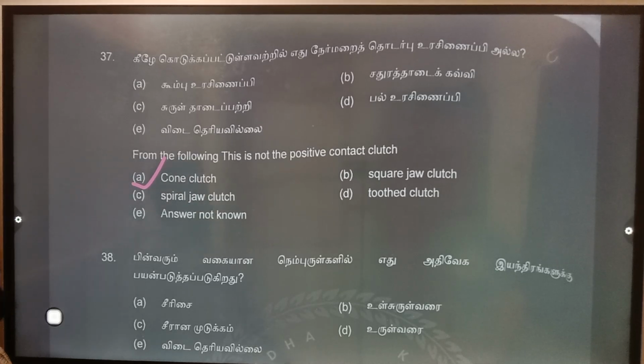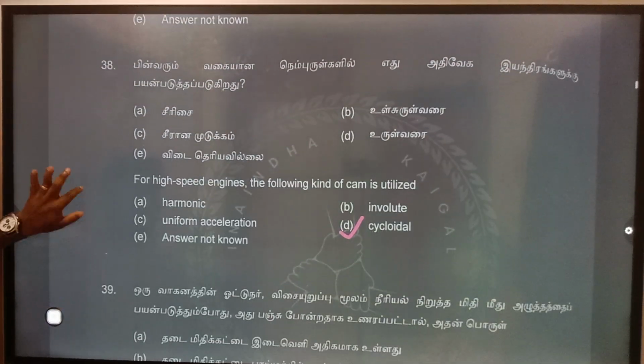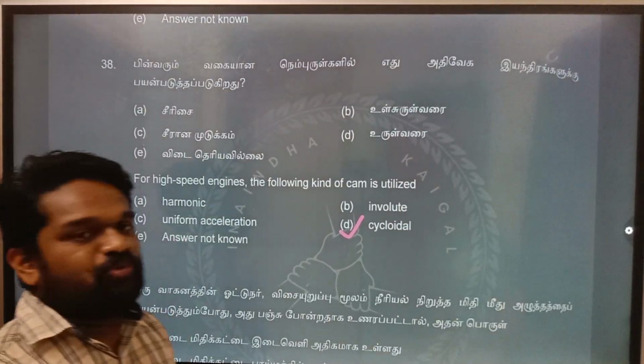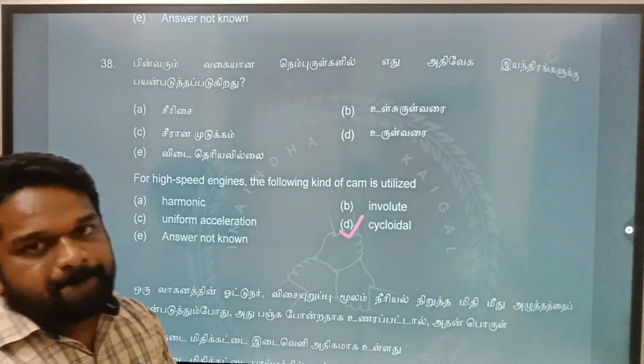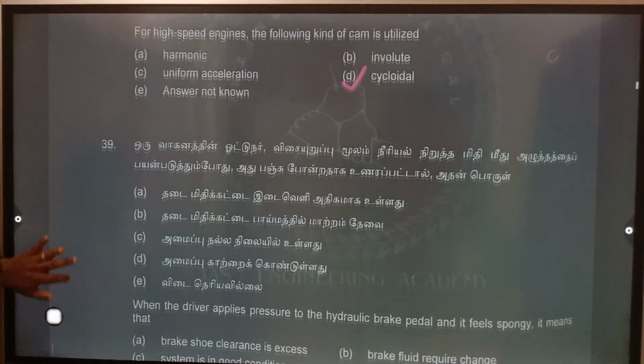Positive contact clutch இல்லாதது, cone clutch. Okay, A is the answer. 37. A is the answer. 38. High speed engines, following kind of cam is utilized. Cycloidal. Okay, so high speed engines க்கு cycloidal தான் யூஸ் பண்ணுவாங்க.